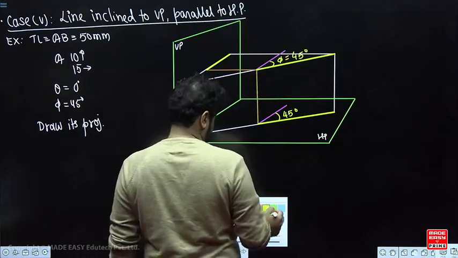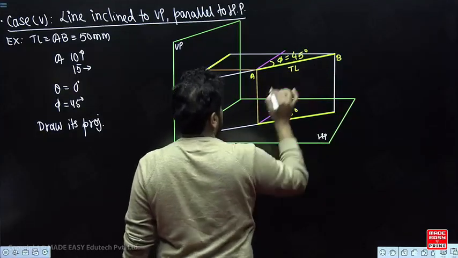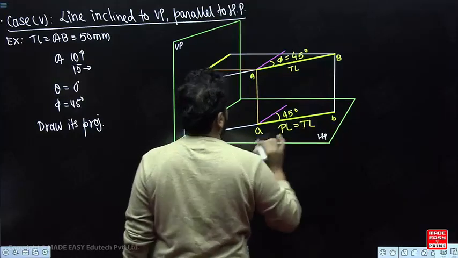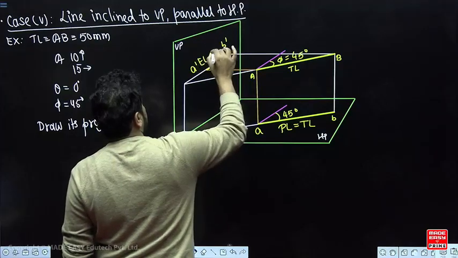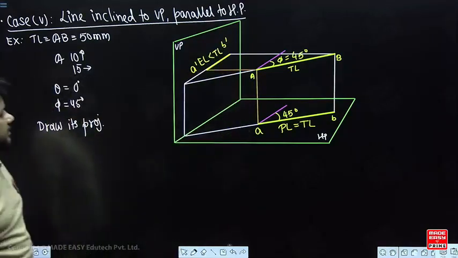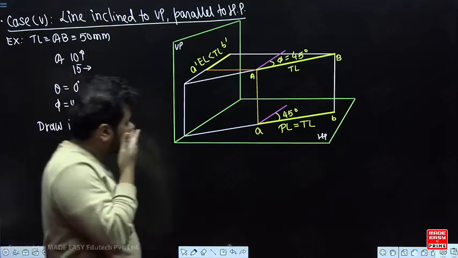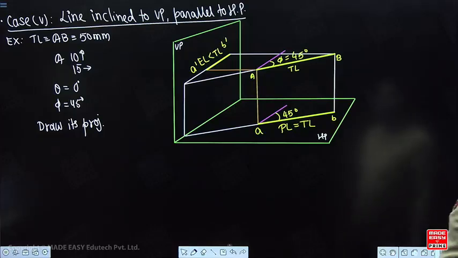Correct. So let us say this is A, this is B, this is the true length, this is A, this is B. So this is the plan length, and this plan length is clearly equal to true length. This is your B dash, this is your A dash. You can see that the elevation length is clearly less than true length. Done? Are you able to draw it? Right. If you are able to draw it, you will be able to visualize also, isn't it? Correct. Okay.